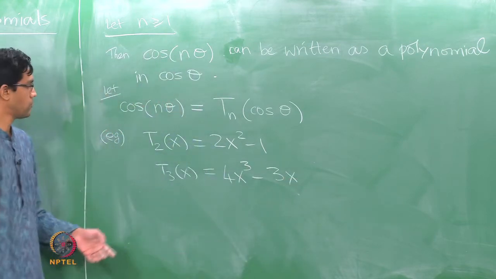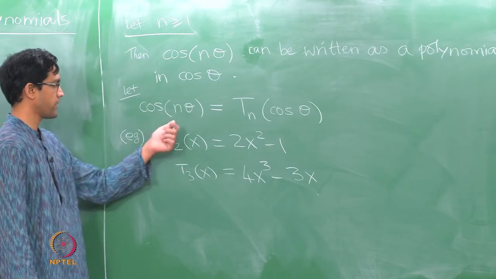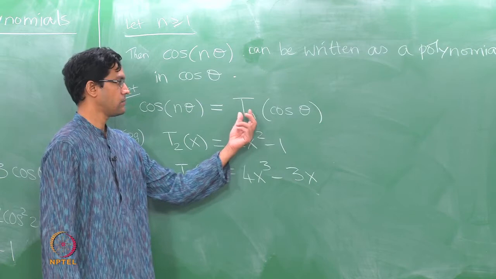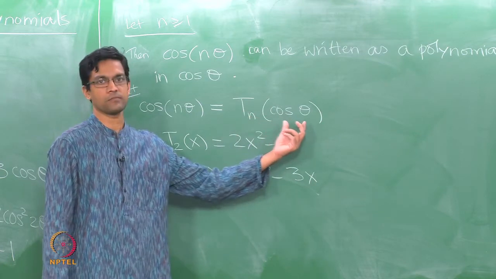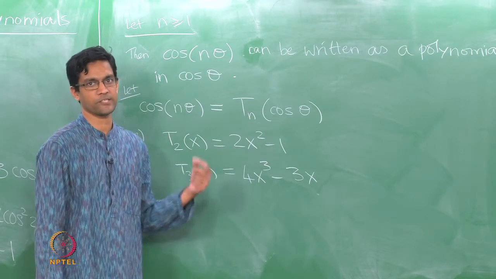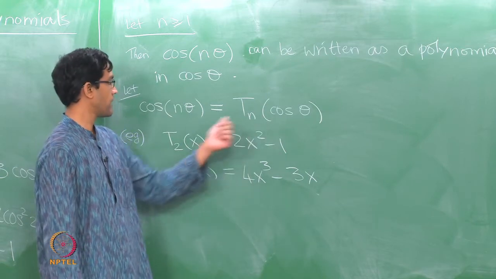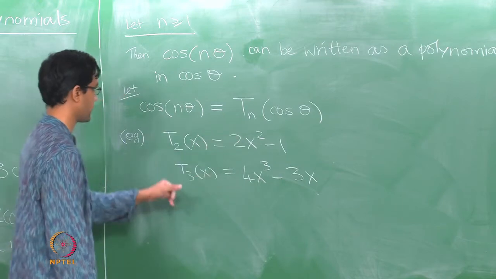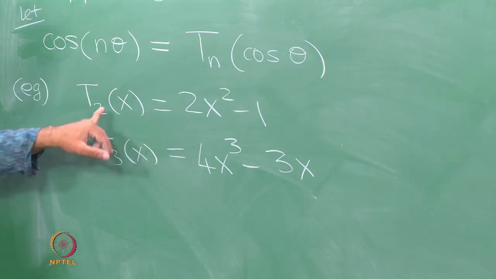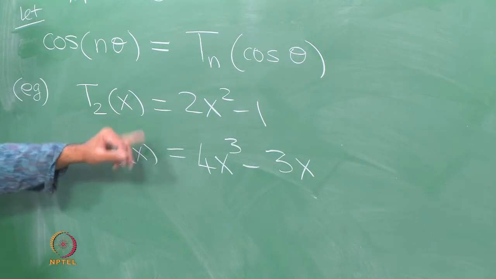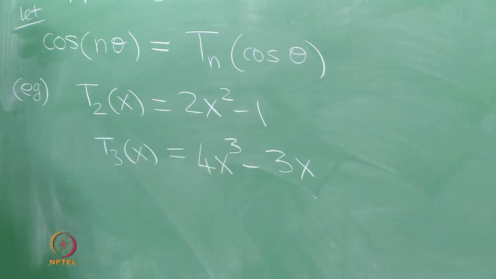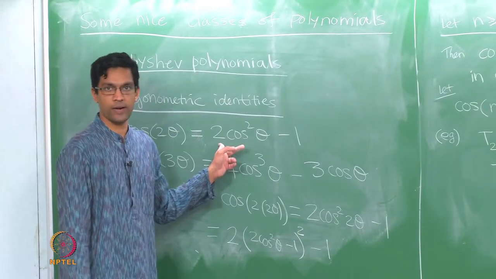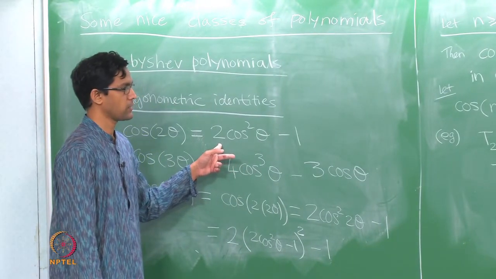What we mean by that is the following: cosine of n theta can be written as some polynomial called Tn evaluated at cos theta. So Tn of x is some polynomial. In place of x you plug in cos theta, and what you will get is exactly the value of cosine n theta. Let us see what we mean in our examples. If you put n equals 2, consider the polynomial T2 of x, which is 2x squared minus 1. Now if you plug in x equals cos theta, that gives you 2 cos squared theta minus 1, which is exactly cosine of 2 theta.